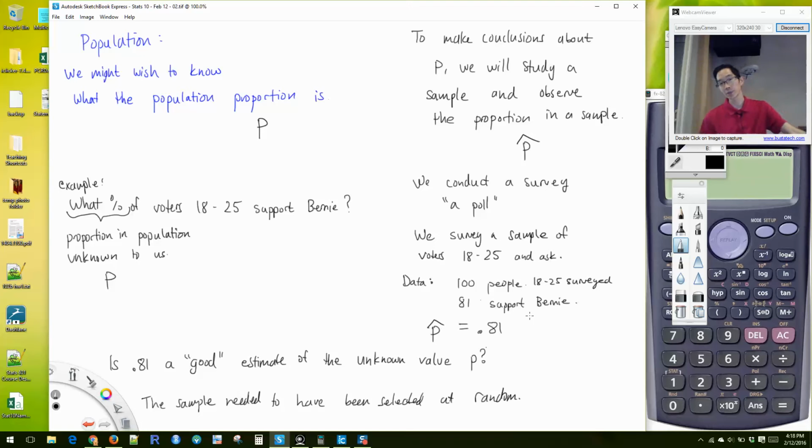Now, if we only surveyed those in New Hampshire, we would have to change our question to be what percentage of voters in New Hampshire 18 to 25. So if this data comes from New Hampshire, then our question has to be about New Hampshire. Otherwise this doesn't make any sense, right? If we survey New Hampshire and then the question is about Texas, it's not going to work out. So it's very important that we keep in mind what is the population that we're going after. Is our sample randomly selected from our population?